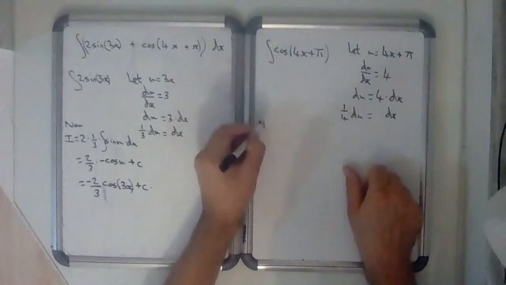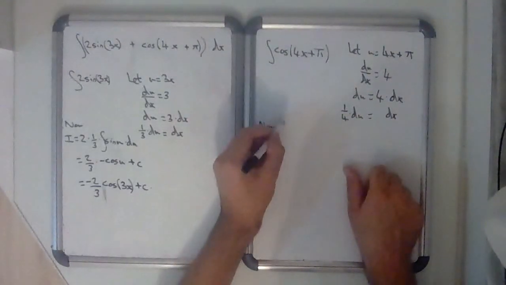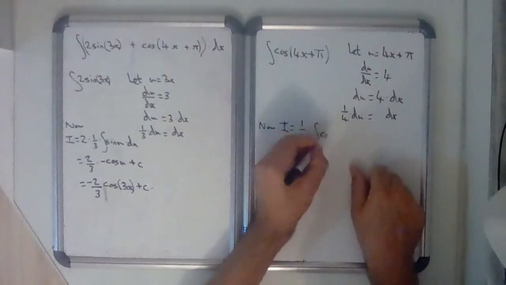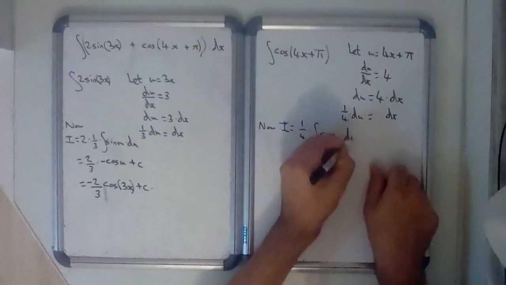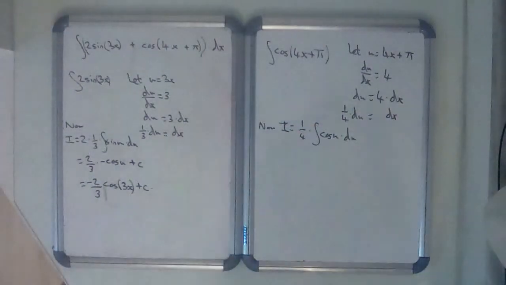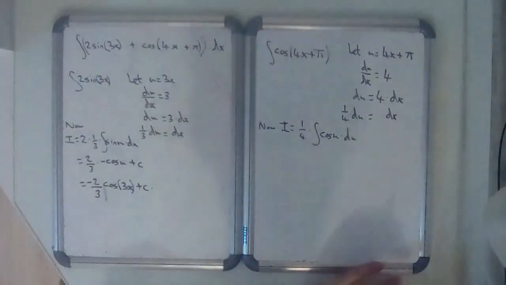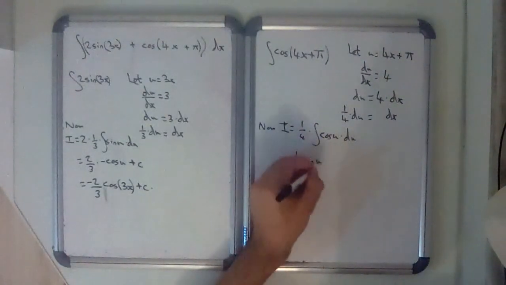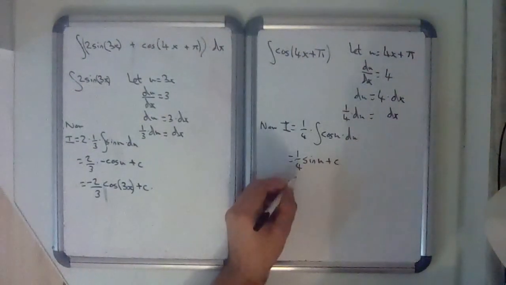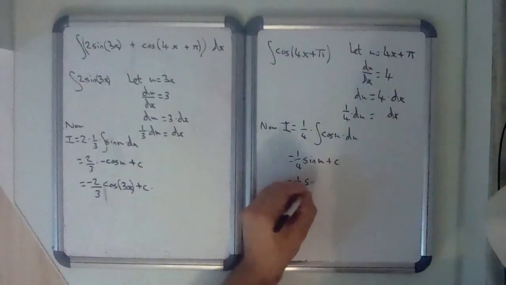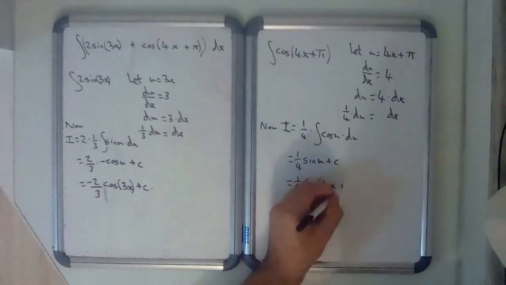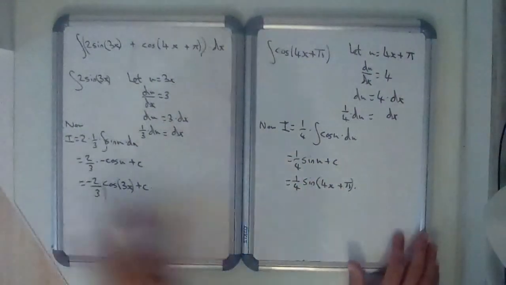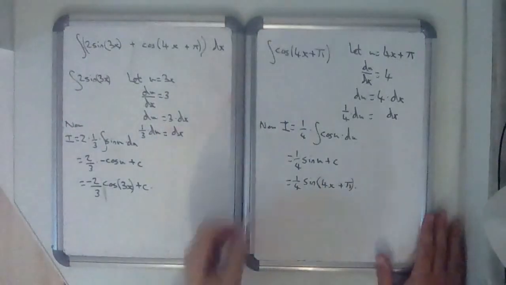So now the integral equals 1/4 times the integral of cos u du. Well, you know that sine u differentiates to cos u with respect to u, so this is just going to be 1/4 sine u plus c, which equals 1/4 sine 4x plus pi. So that means the final answer, as in these two put together with only one constant of integration.